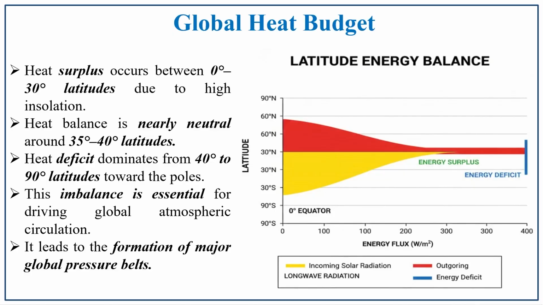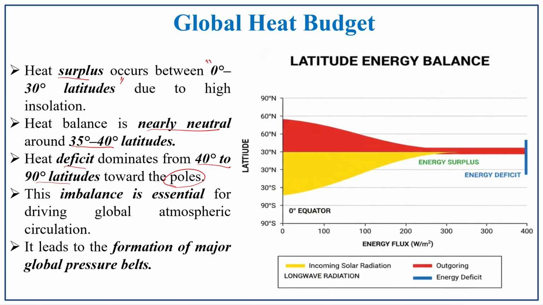Global heat budget. The heat surplus occurs in 0° to 30° latitudes due to high insolation, incoming solar radiation. The heat balance is nearly neutral around 35° to 40° latitudes. There it is a somewhat neutral state. Heat deficit dominates in 40° to 90° latitudes, towards the poles. So, this is the characteristics of the latitudes.